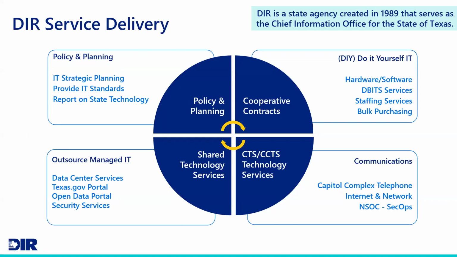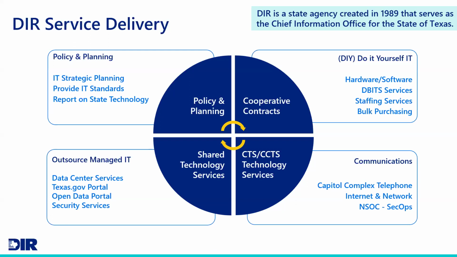So if you could take DIR and split it into four basic categories, this is kind of what the pie chart would look like. First of all, as a reminder, we are a state agency and we were created in 1989, and our main purpose is to serve as the Chief Information Office for the state of Texas. Our cooperative contracts program allows you, our customers, to order directly through our DIR cooperative contract vendors. This is kind of the do-it-yourself or self-service model of IT procurements, where you can buy directly from vendors for things like hardware, software.